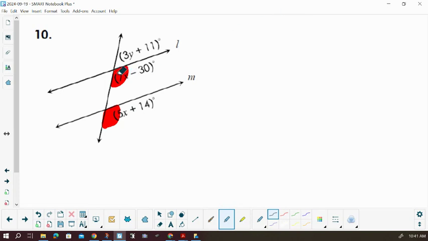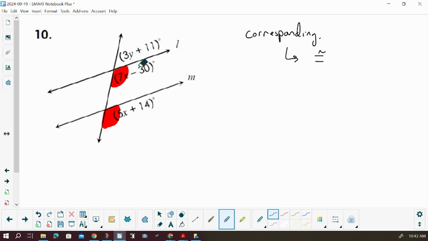First thing I noticed is that these angles are corresponding angles. Right? One's interior, one's exterior. They're on the same side of the transversal, so they're corresponding. Corresponding angles are congruent, so they're equal to each other.